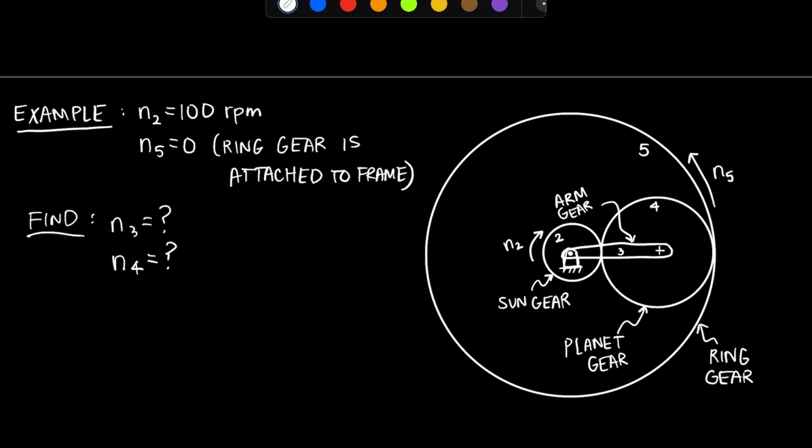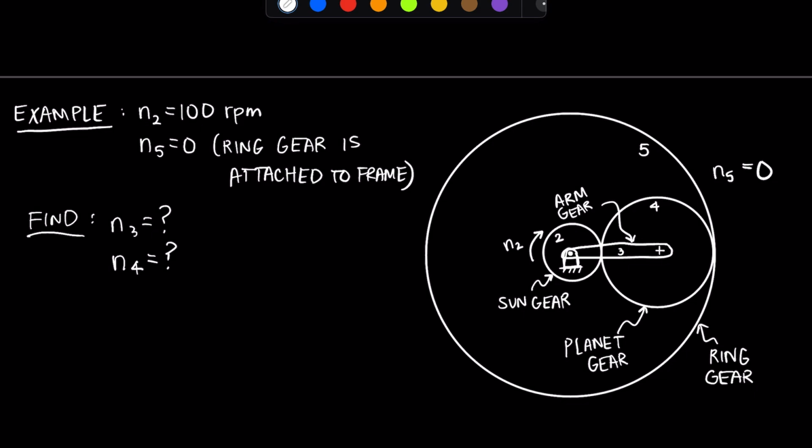Okay, so in this example, we're told that the speed of the sun gear is 100 RPM. We'll use the same direction that we had before, so it's 100 revolutions per minute clockwise. We are now going to attach the ring gear to the frame so that it is not rotating. And the question asks us to find the speed of gear 3, which is just the arm, and the speed of gear 4, which is our planet gear.